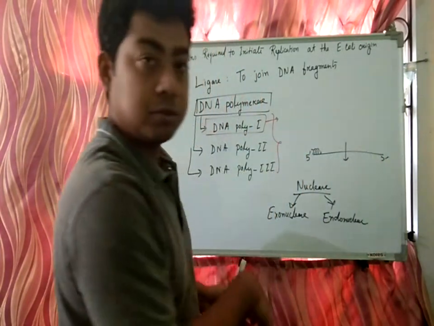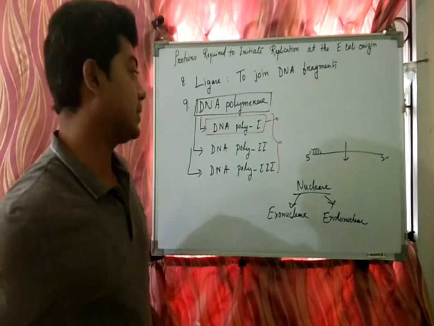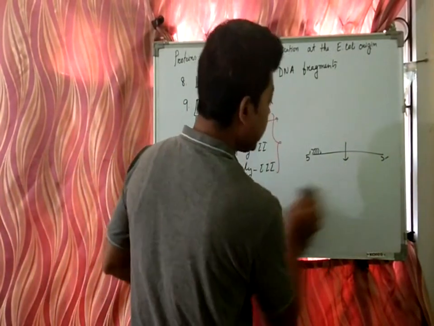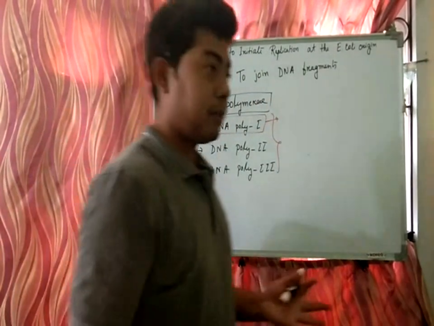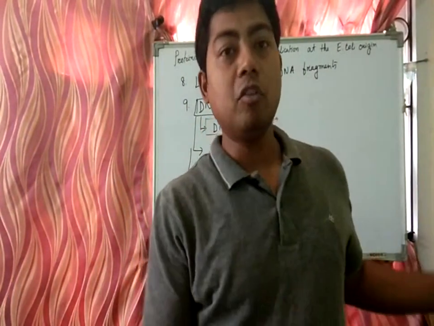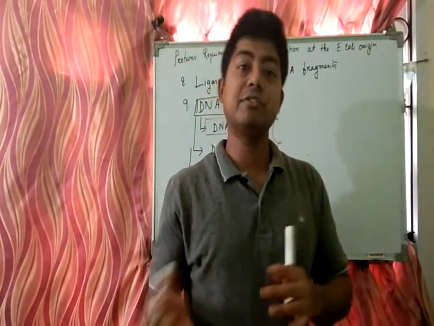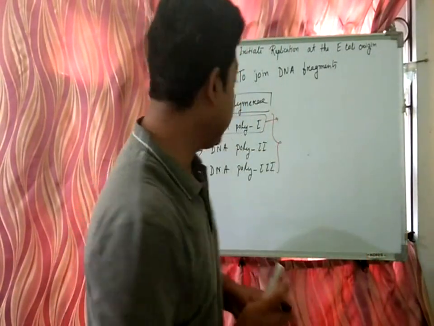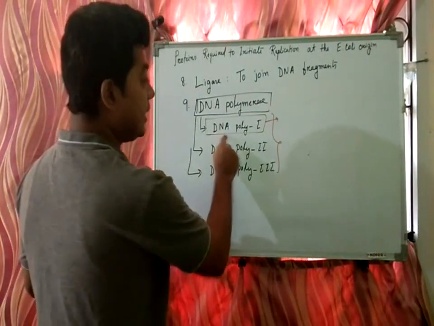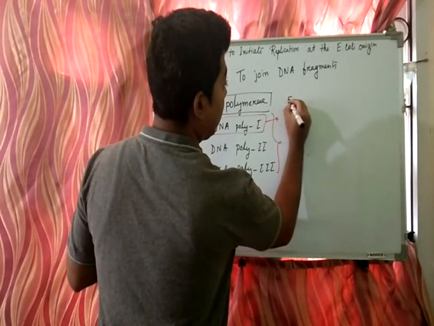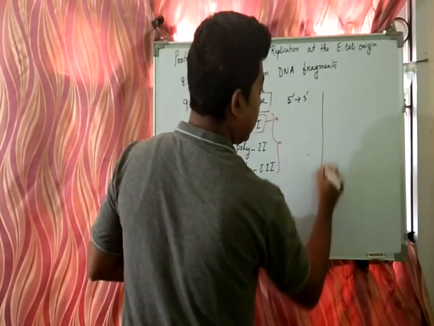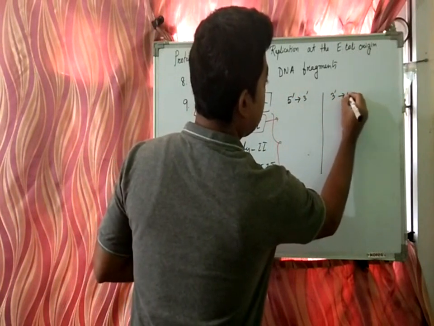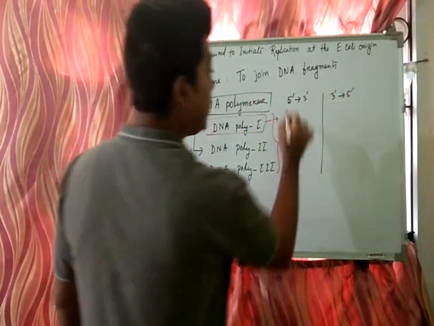That is called exo. Okay, there are two types of nuclease. Now here we are only discussing exonuclease. Exonuclease may remove nucleotides from 5 to 3 direction, or 3 to 5 direction. This DNA polymerase has both 5 to 3 and 3 to 5 exonuclease activity.